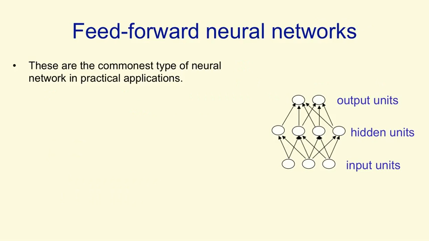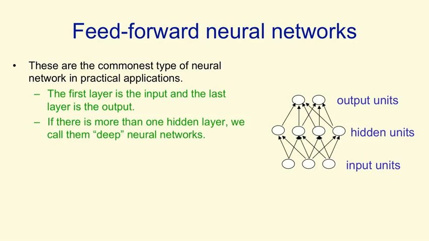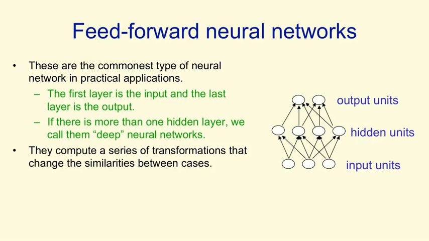The commonest type of neural network in practical applications is a feed-forward neural network. This has some input units in the first layer at the bottom, some output units in the last layer at the top, and one or more layers of hidden units. If there's more than one layer of hidden units, we call them deep neural networks. These networks compute a series of transformations between their input and their output.